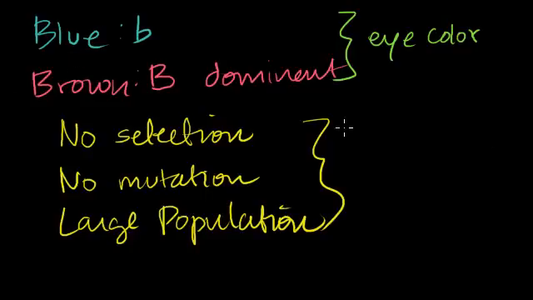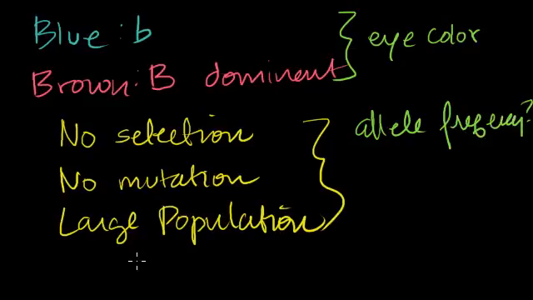What do I mean by allele frequency? Well, I said large population, but let's take a very small population. Let's say that there's two people in the population. One guy right here, let's say his genotype is big B and lowercase b. And let's say that the other guy has blue eyes, so he has to be homozygous recessive. Let's say this is the entire population.